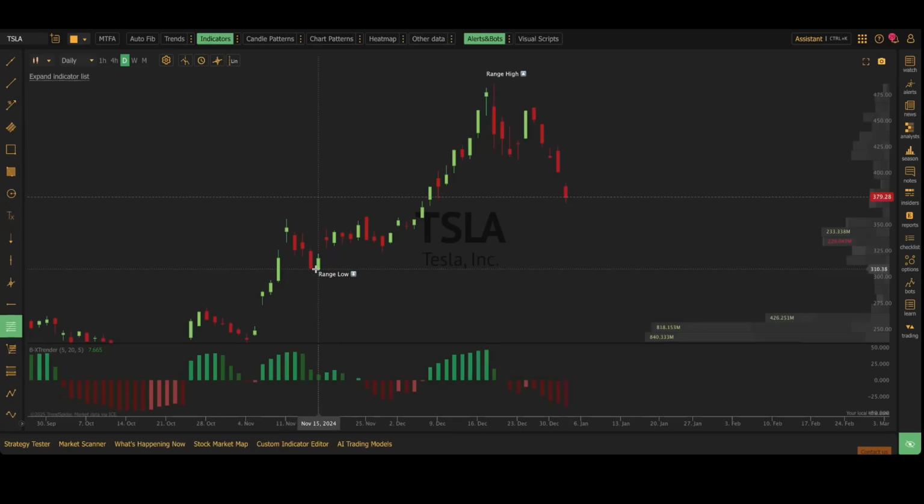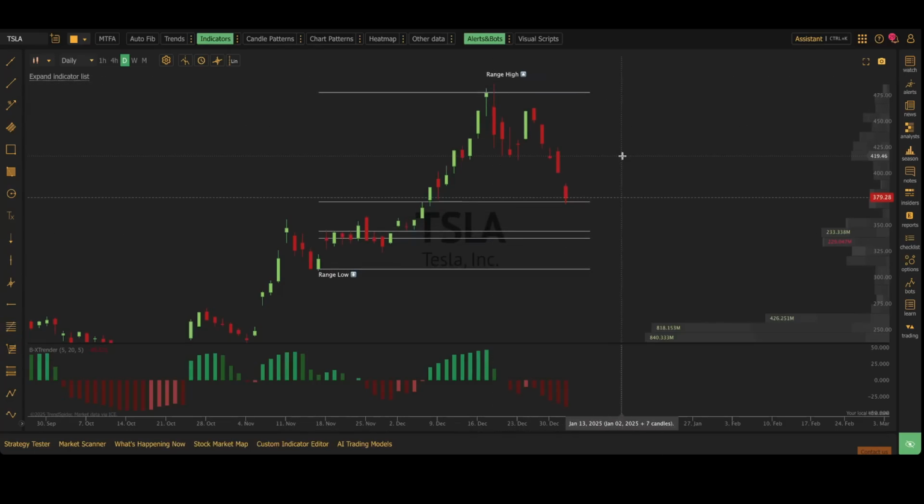If we take a Fibonacci retracement from range low up to range high and pull it out, you're going to notice that the main area we want to look for is right here from 380 down to 350. That's going to be our institutional buy area. And then the next level is from 350 down to about 340, which is going to be our smart money zone.